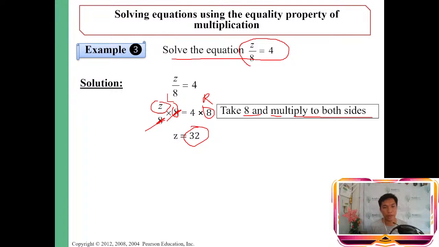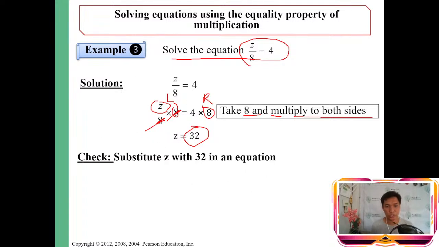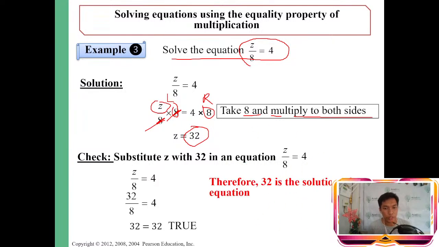Then substitute z with 32 in the equation, so that will be your answer. If that is true, yes, it's correct. So true, therefore 32 is the solution of the equation z divided by 8 equals 4. How about the last one? We have only the last one before we end our lesson.